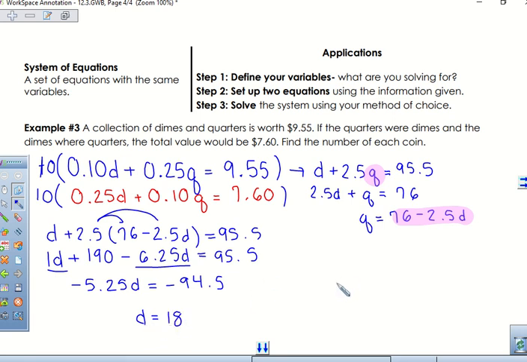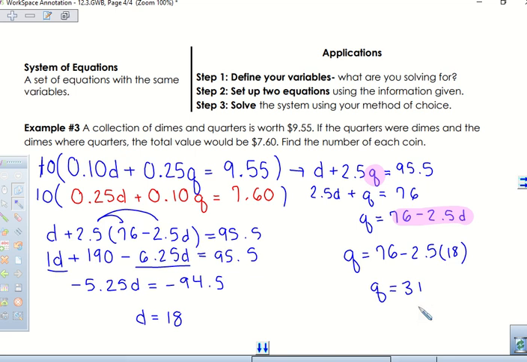And now that I know what d is, I can go back and find q, right? By plugging in right here. So q is equal to 76 minus 2.5 times d, which gives you 31, I think. Yeah. So that would be the number of each coin. So that means there's 18 dimes and 31 quarters.